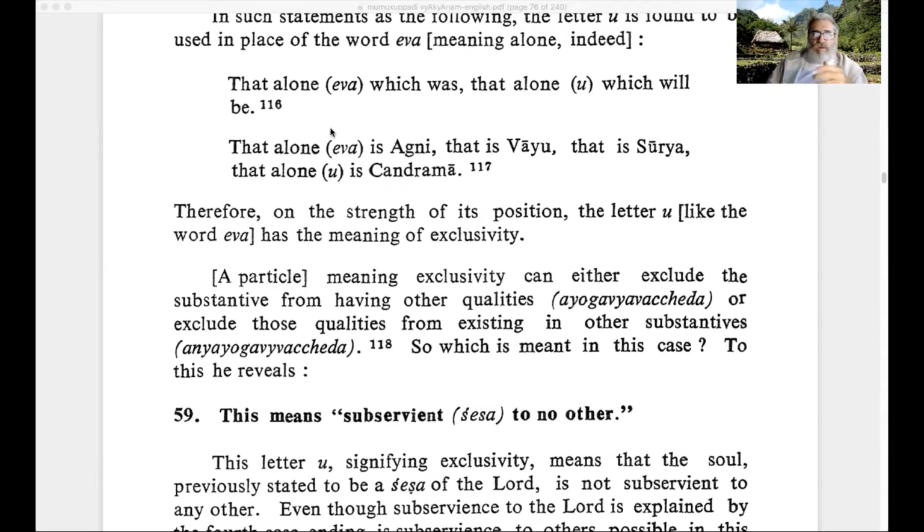And the second quotation, also from Mahanarayana Upanishad 1.7: that alone is Agni, that is Vayu, that is Surya, that alone is Chandrama. So everything, as we've understood before, is coming from the Lord, and therefore, in a sense, everything is the Lord. We are also the Lord, the world is also the Lord, the universe is also the Lord. Agni, Vayu, Surya, Chandrama, they're also the Lord, because they come from the Lord, just like the sunshine comes from the sun and is therefore, in one sense, non-different from the sun.